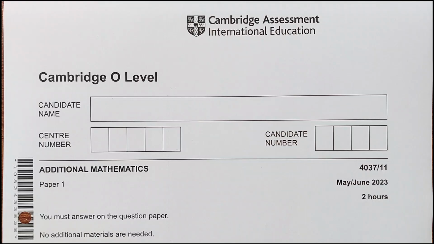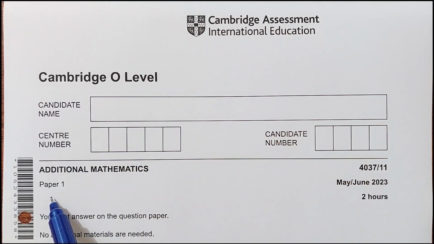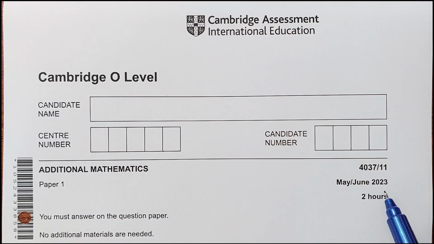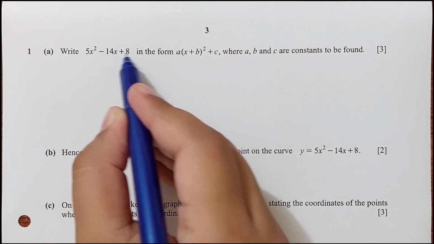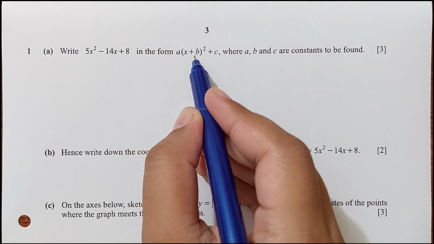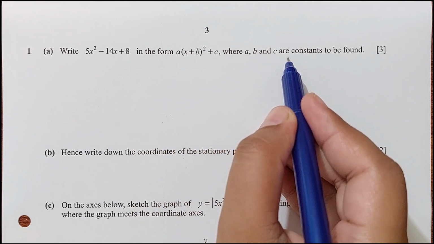Hi everyone, in this video I'm going to solve O-Levels Additional Mathematics Paper 1, May-June 2023 session, Paper 1-1. So let's start with the first question. Question number 1 part A: write the standard form of the quadratic equation in the vertex form, where A, B and C are constants to be found.